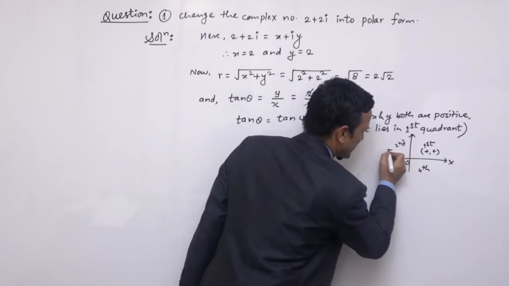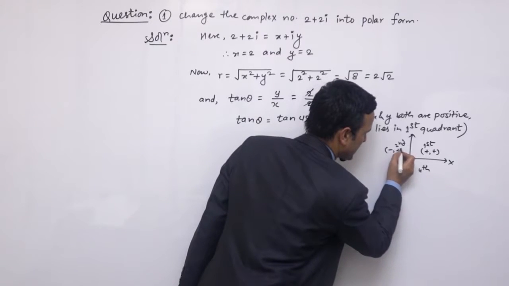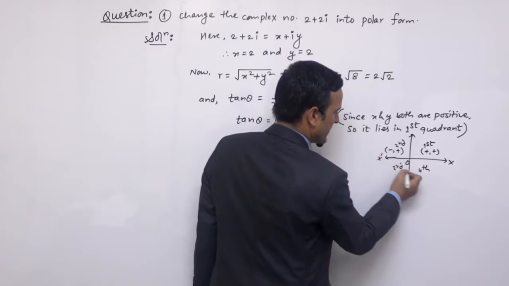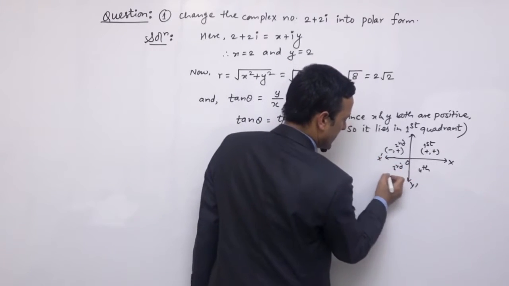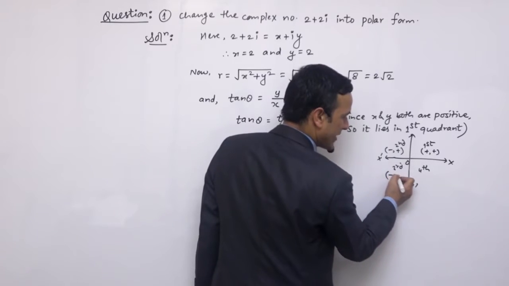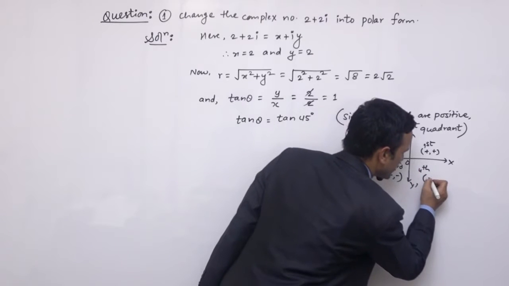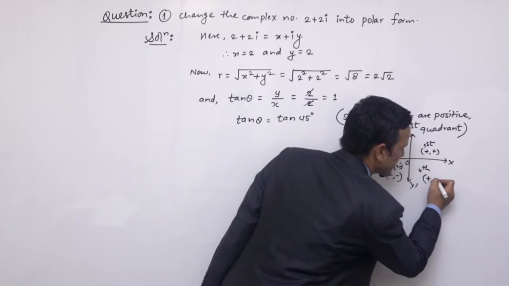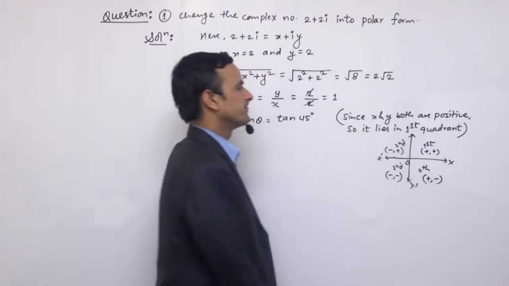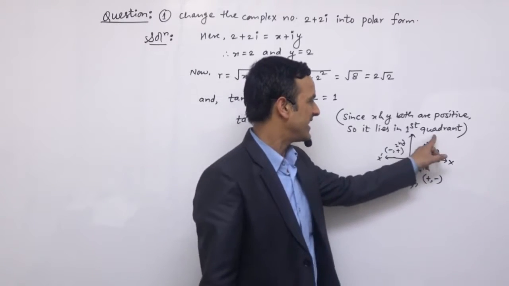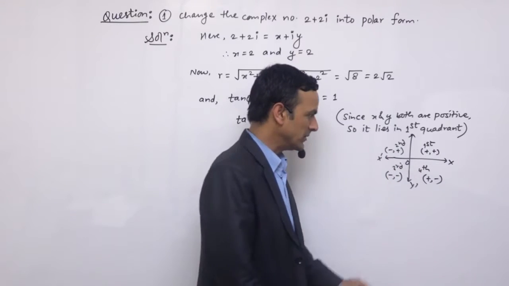Here the sign of x is negative and the sign of y is positive. In third quadrant, sign of x is negative and sign of y is also negative. In fourth quadrant, sign of x is positive and sign of y is negative. So this is the cast rule, C-A-S-T, cast rule.